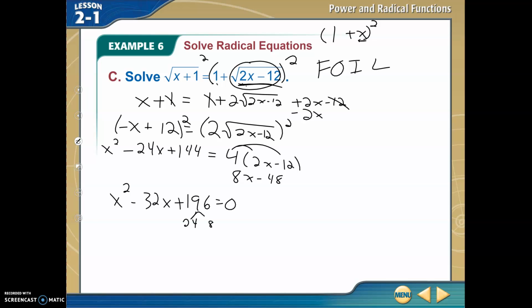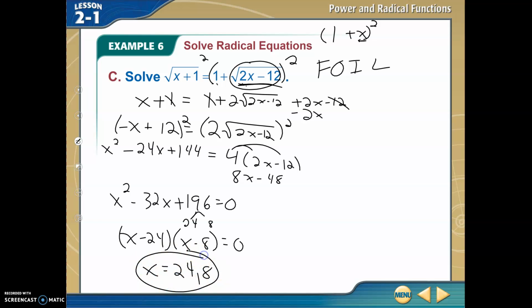Okay, then I get x minus 24, x minus 8 equals 0. Okay, since those equal 0, that means x is either 24 or 8. Those are our two options. Okay, now if I look, this is a square root. Since those are square roots, we have to check because they're even, so we have parts that are missing, so I have to plug them back in.